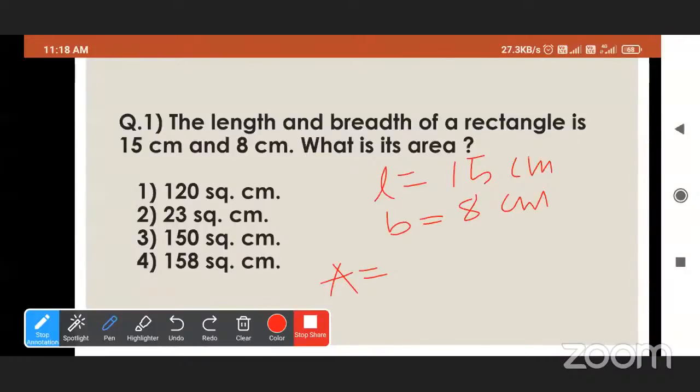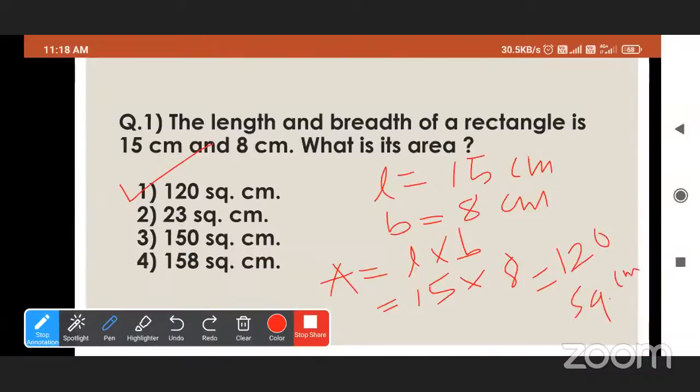Okay, now do the multiplication. One minute. 15 multiplied by 8. 8, 16, 24... the answer is 120 square centimeters, and the option is 1. Okay, very good. 120 square centimeters. Very good.